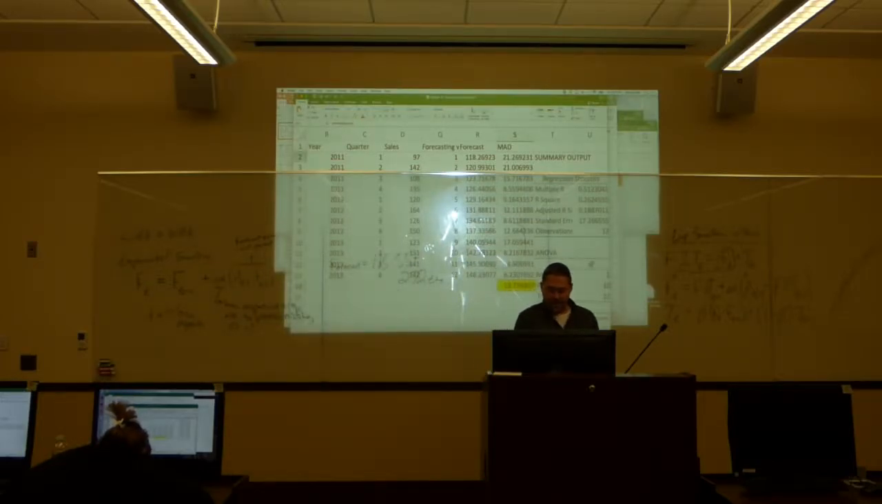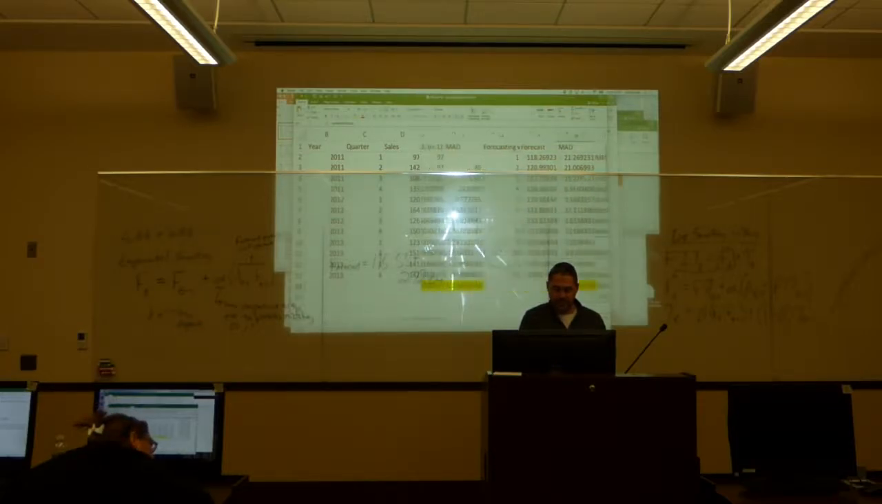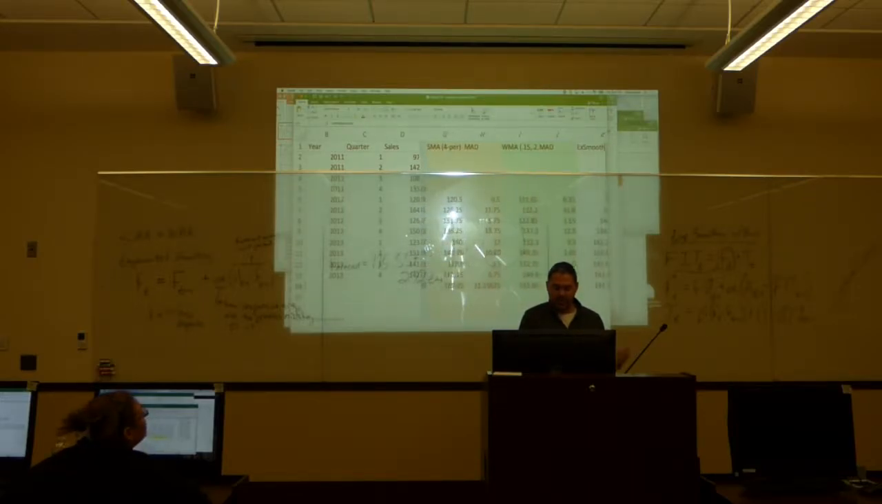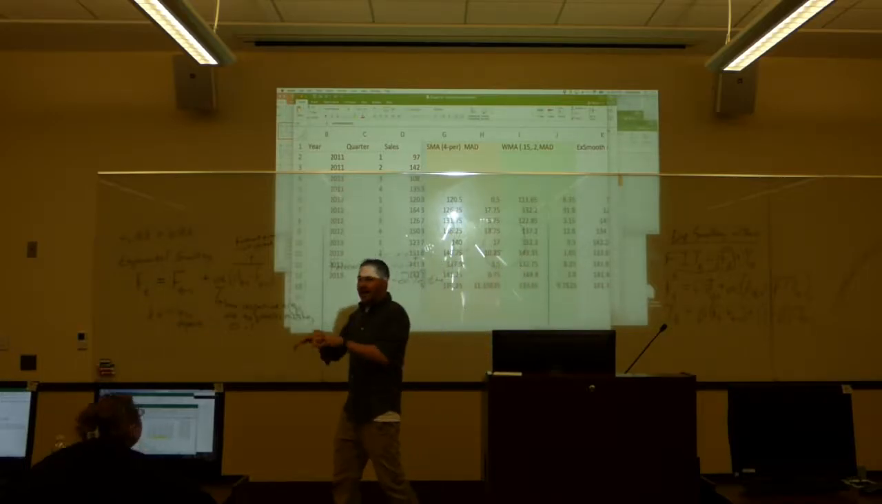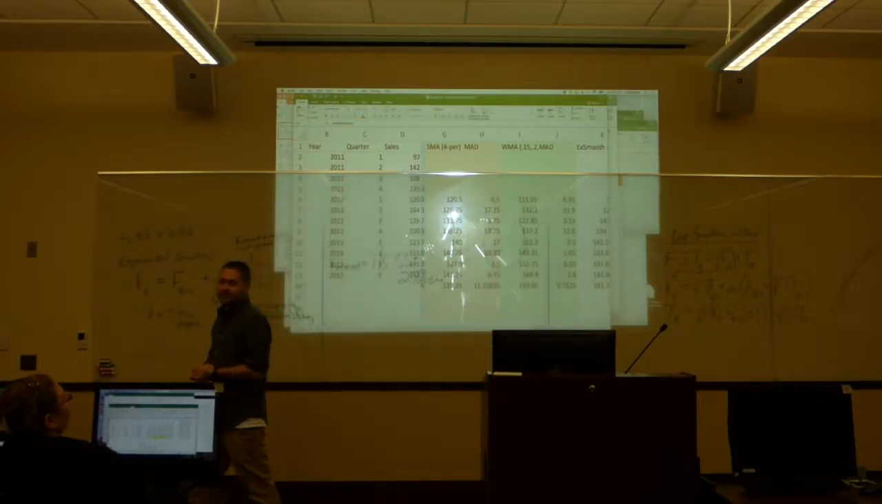Okay. So MAD for this data, 13.75, 16.5, what was our best one? Our best one for this example was the weighted moving average. Because now we can compare MADs for all of them and choose the best one.